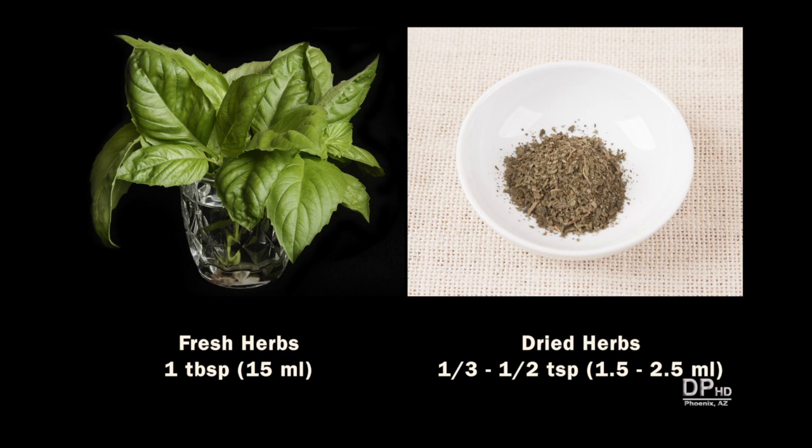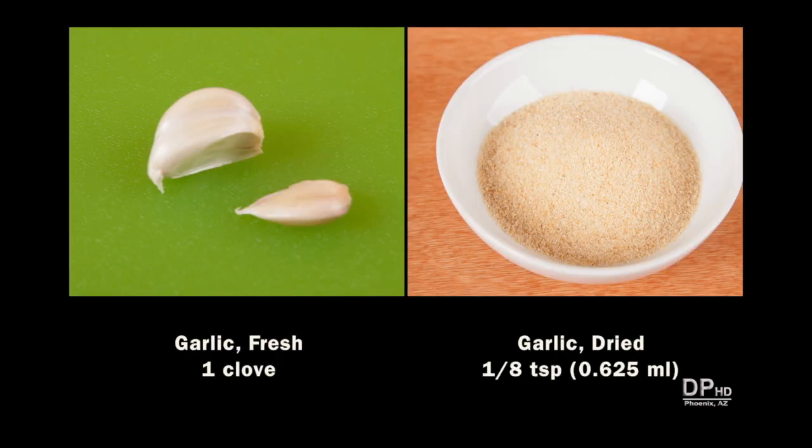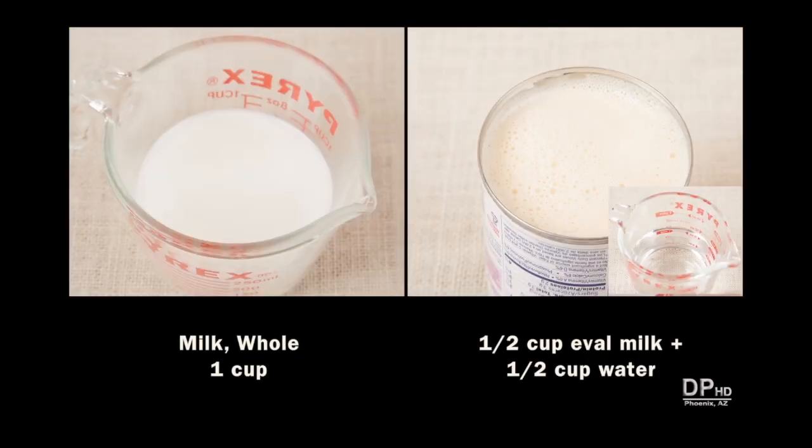When it comes to herbs, about 1/3 to 1/2 teaspoon of dried herbs is equivalent to 1 tablespoon of fresh herbs. About 1/8 teaspoon of dried garlic is equivalent to 1 clove of fresh garlic. But since garlic cloves vary in size, adjust the amount of dried garlic to taste. 1/2 cup of evaporated milk plus 1/2 cup of water is equivalent to 1 cup of whole milk.